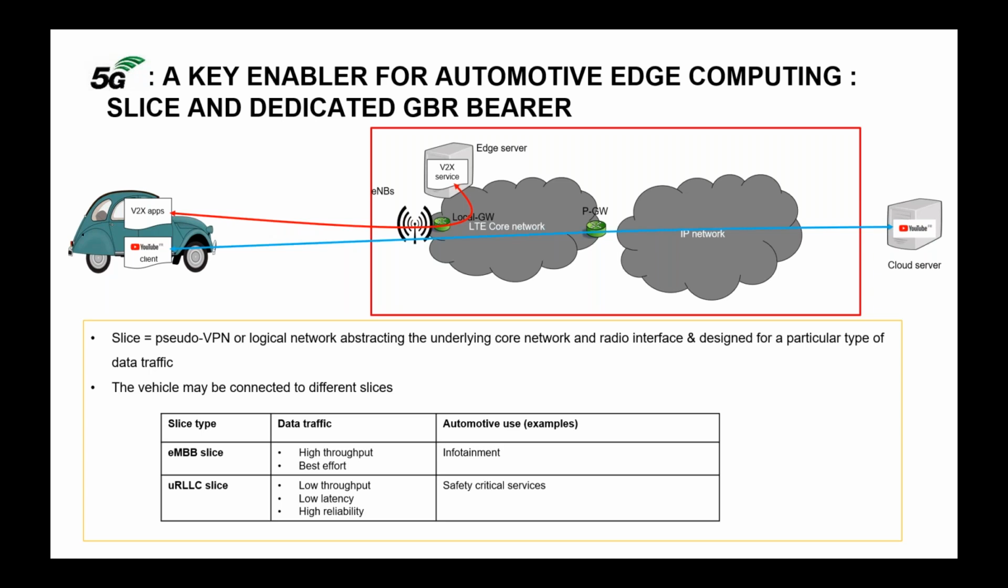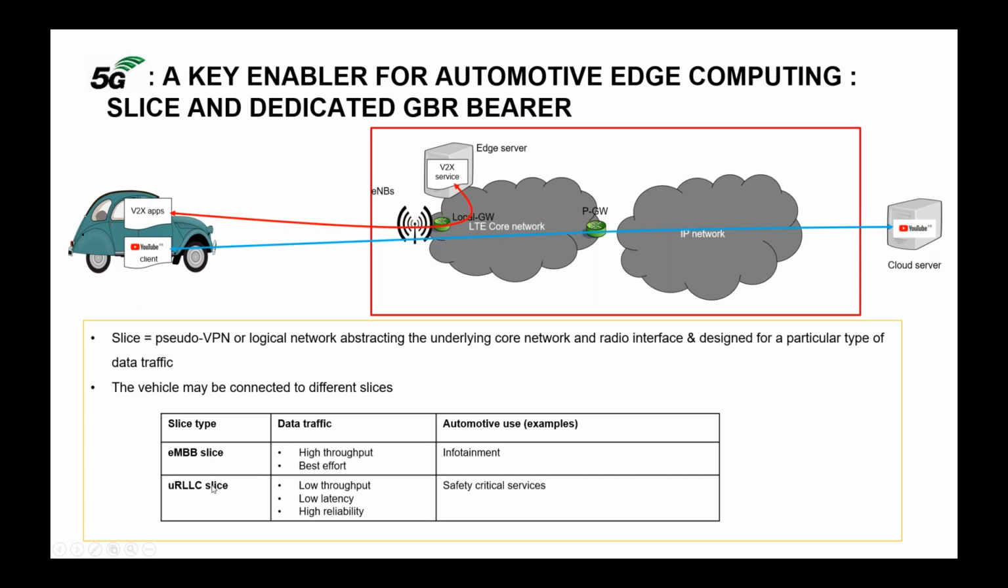So let's now talk about slicing and the dedicated bearer. This notion of slicing relies on the observation that there are very different types of data traffic. For example, for infotainment, what you really care about is high throughput, but the quality of service you don't really care about. It can be best effort. But for safety-critical services, what really matters is low latency and high reliability, but the throughput you don't really care about. So 5G has defined this concept of slice.